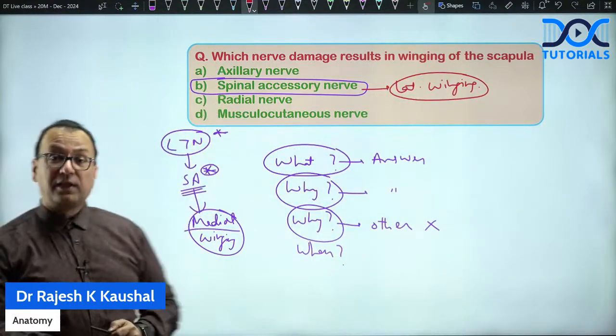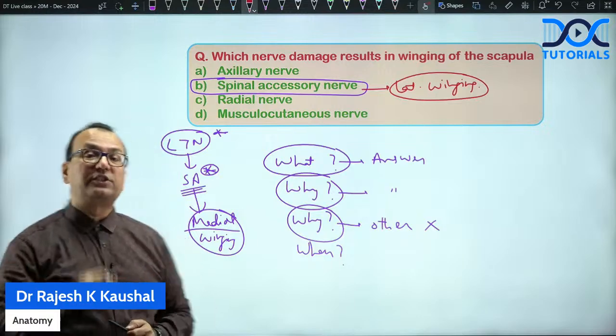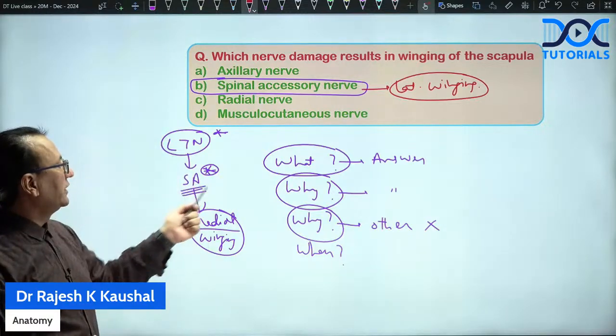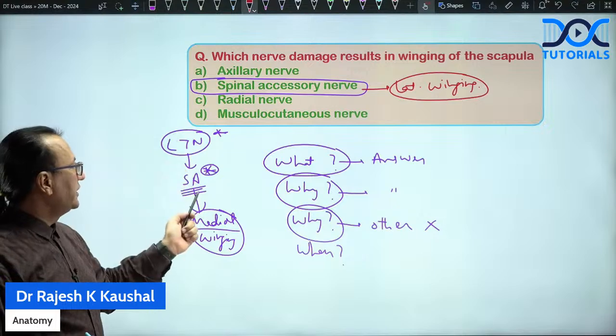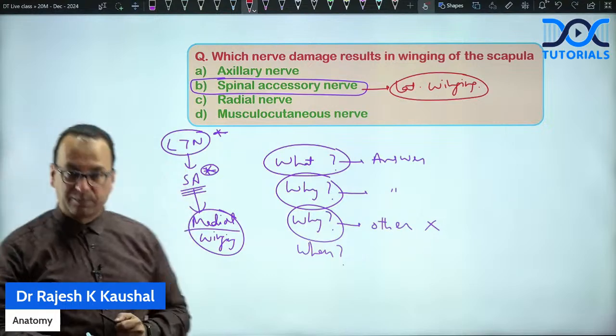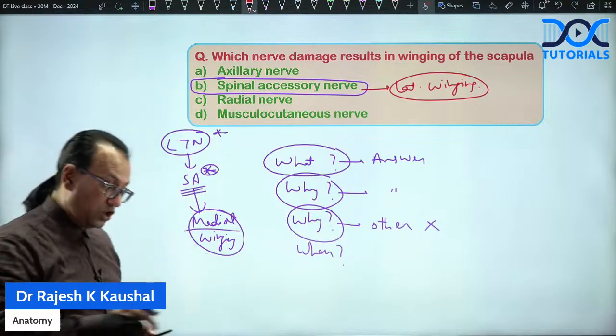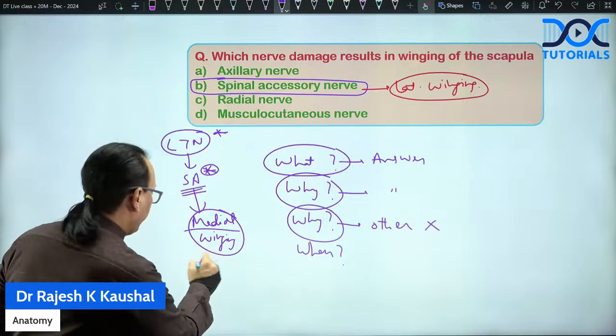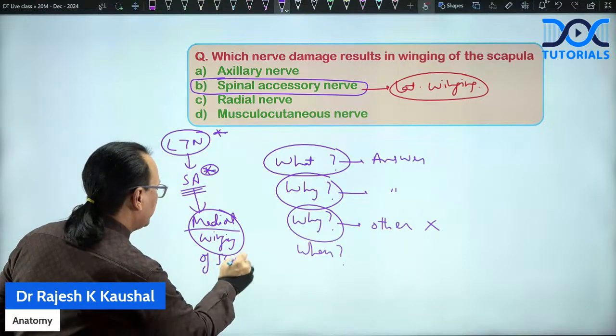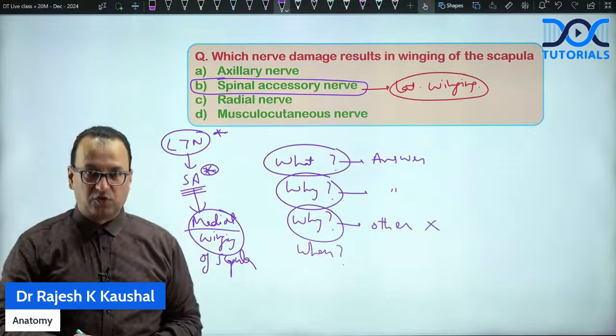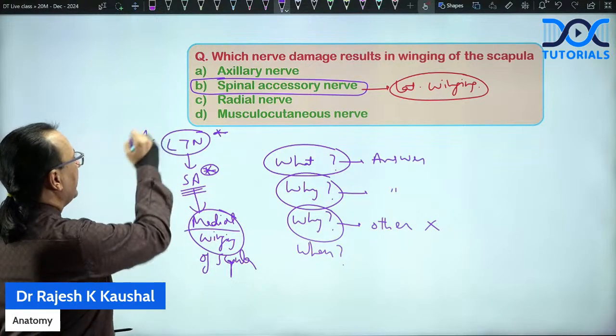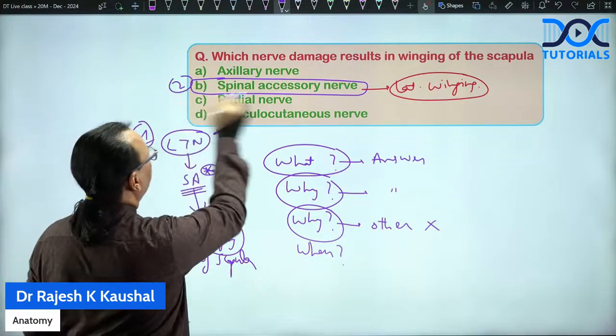See, when such a question comes, you should always look for which answer? Long thoracic nerve to serratus anterior. Because if serratus anterior is compromised, you will have winging of scapula, and that is called medial winging of scapula. But if that option is not available, what should I do? Go for the second answer. And who is the second answer? The second answer is spinal accessory nerve.